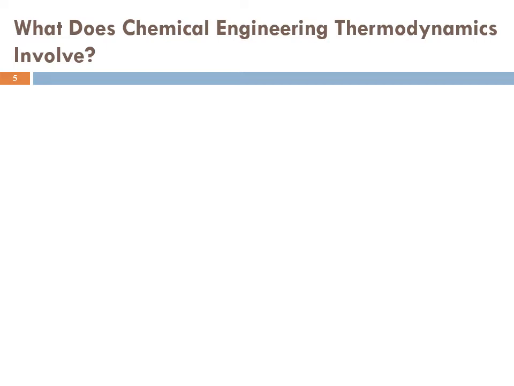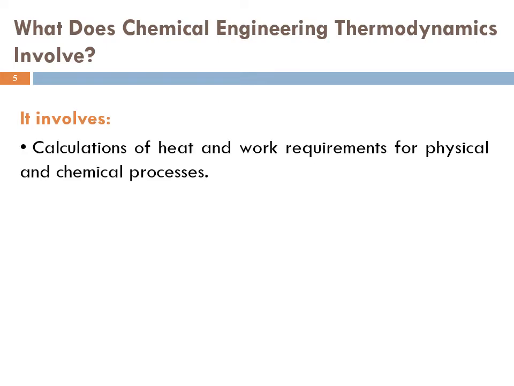Okay, a third question. What does chemical engineering thermodynamics involve? We said the first core subject, and the most important one, the one which comes on top, is thermodynamics. So what does it involve? It involves calculations of heat and work requirements for physical and chemical processes.